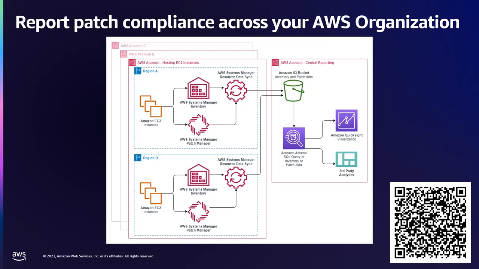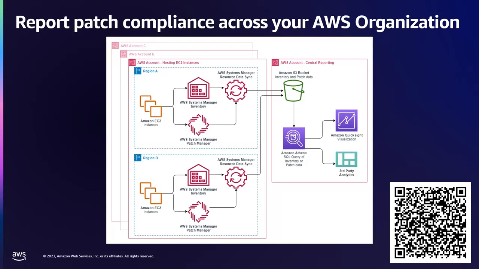Glenn. Okay. All right, so once that information is reported back to that local Systems Manager account and region, we can then use Systems Manager resource data sinks to export that information into a centralized S3 bucket. Now, on the right-hand side of this diagram is that central reporting account where we have that information being placed into that S3 bucket.